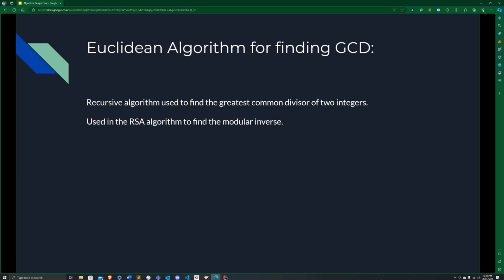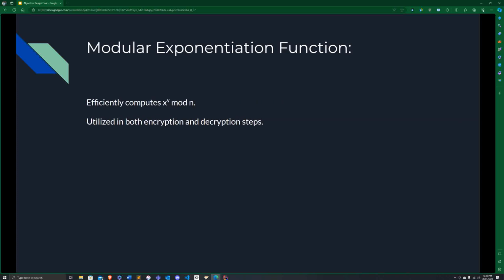To better understand RSA, we need to acquaint ourselves with the Euclidean algorithm. This mathematical tool is crucial for finding the greatest common divisor, the GCD, of two integers. In the RSA algorithm, it plays a pivotal role in determining the modular inverse. Let's explore the Euclidean algorithm and its role in RSA. We'll do so when we look at the code.